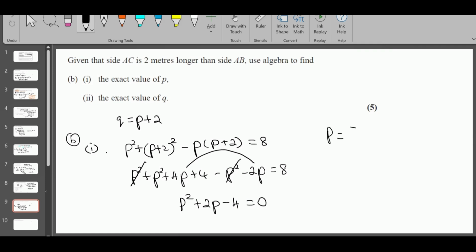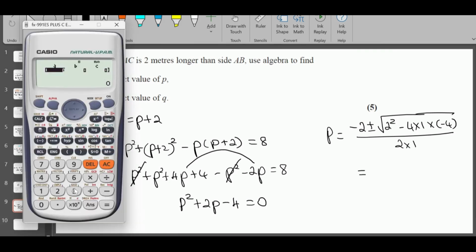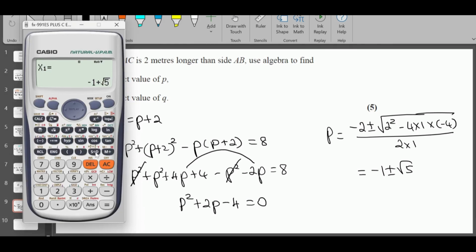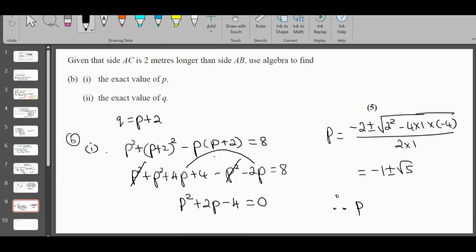p is equal to minus b plus or minus square root of b squared minus 4ac over 2a. And then just put it in your calculator: 1, 2, minus 4. So minus 1 plus or minus square root of 5. But p is the length of the side, so it has to be positive. This number is positive, but when you take the second root, it's negative. So therefore, p is minus 1 plus root 5.